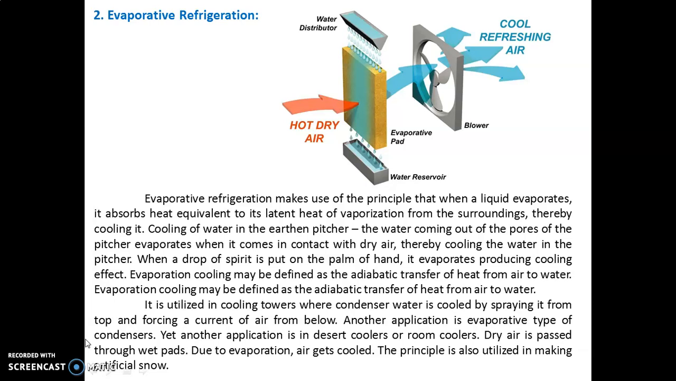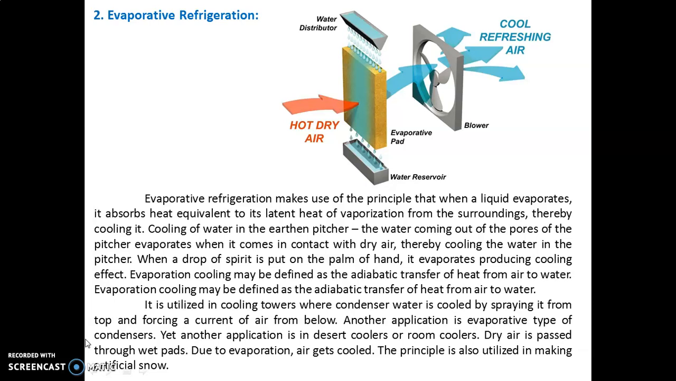Evaporative cooling may be defined as the adiabatic transfer of heat from the air to water. It is utilized in the cooling tower, where condenser water is cooled by spraying it from the top and forcing a current of air from below. Another application of evaporative cooling is the evaporative type of condenser. Yet another application is desert coolers and room coolers.